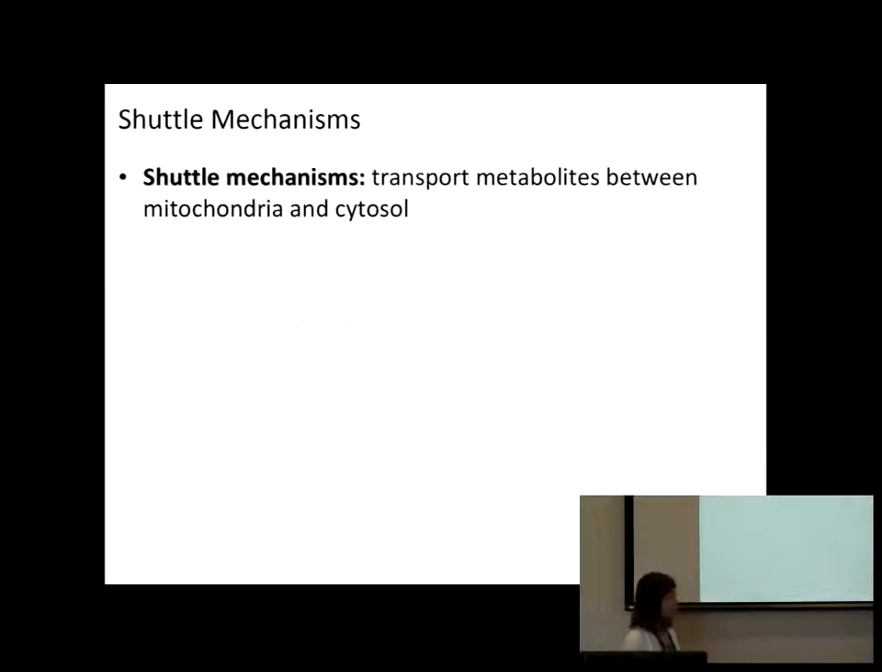So a shuttle mechanism is one in which gets molecules from where they normally are to where you want to get them, but they can't normally cross the membrane. So let's think about this for a moment. Do we want NADH to be permeable to the mitochondrial membrane? Do we want NADH to be able to go in and out?